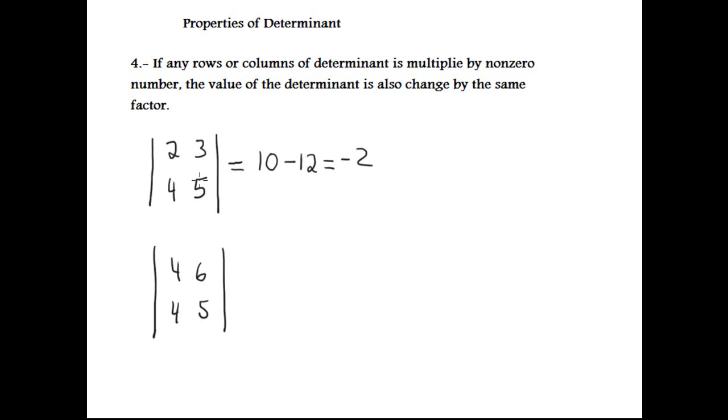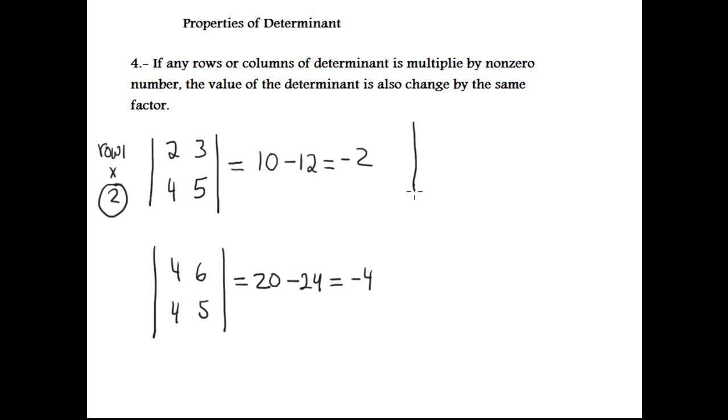Now the thing I did was, I take row 1, multiply by 2, and put the result in the new row 1. Okay, let's see what happened. Multiplication is 20: 4 times 5 is 20. This is 4 times 6 is 24. Subtraction is negative 4. You see that the factor you multiplied by was 2, multiplied by negative 2. Negative 2 times 2 is negative 4.